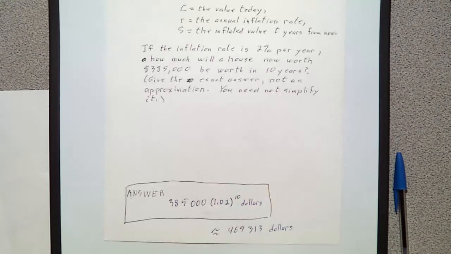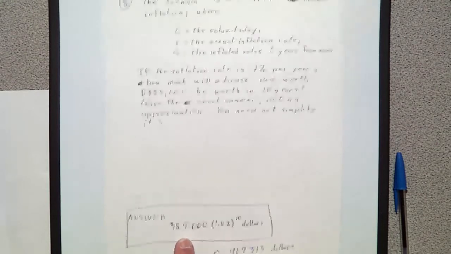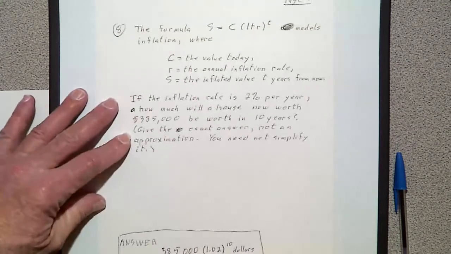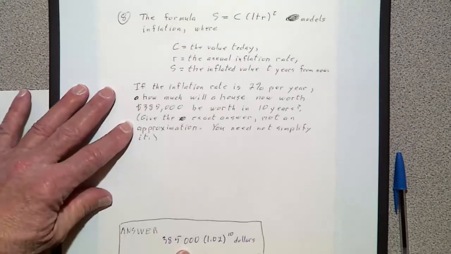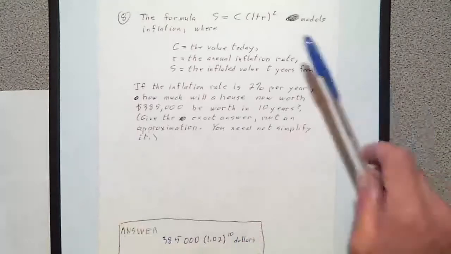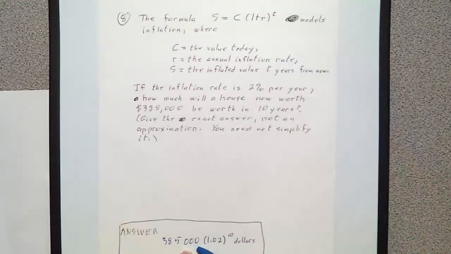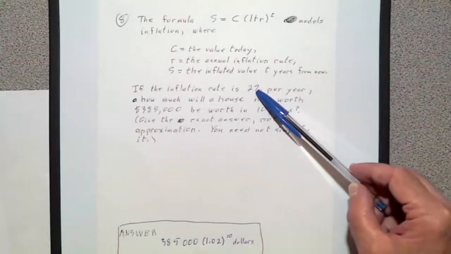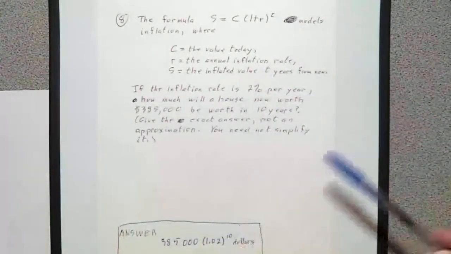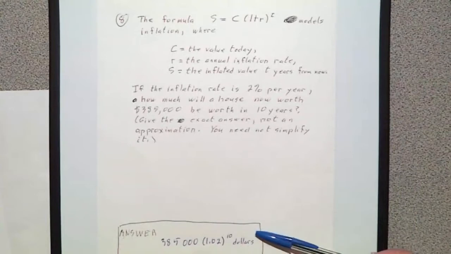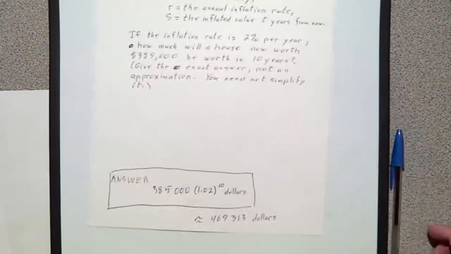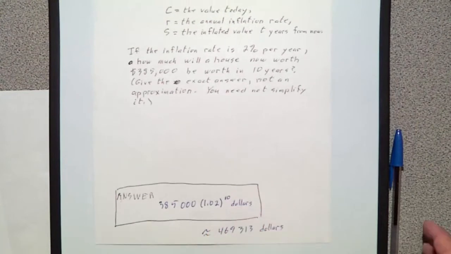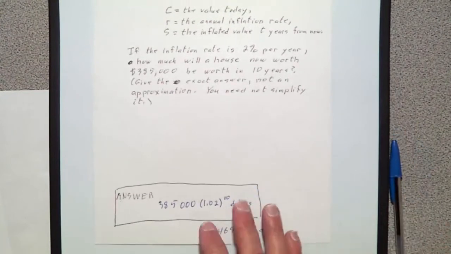And it says you don't have to simplify. So you just plug in. C is 385,000. You plug into the formula. Can I fit this all in here? Just barely. C is 385,000. 1 plus R is 0.02. T is 10. So this is the amount. That's roughly $469,313. I accepted either of these answers.